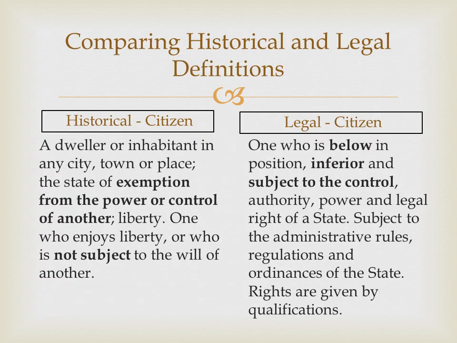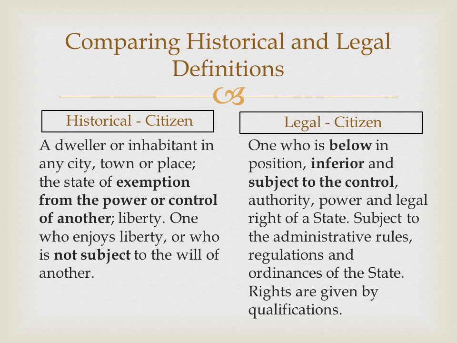Comparing historical and legal definitions. Under the historical definition, a citizen is a dweller or inhabitant in any city, town, or place, the state of exemption from the power or control of another, liberty, one who enjoys liberty or who is not subject to the will of another. The legal definition of citizen says one who is below in position, inferior, and subject to the control, authority, power, and legal right of a state, subject to the administrative rules, regulations, and ordinances of the state.